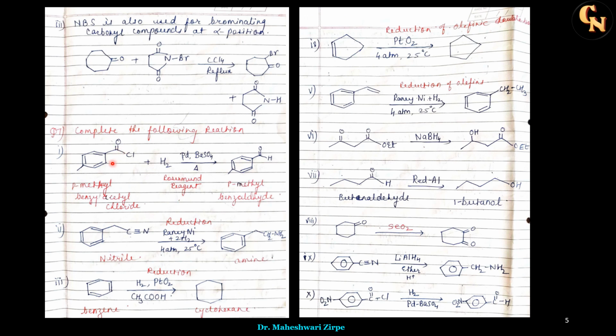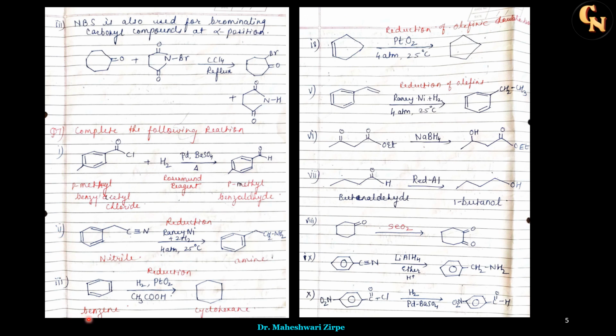So acyl chloride we have already seen while solving the questions gets converted into aldehyde. That is, Cl will be replaced by hydrogen. So it is p-methyl benzaldehyde. Similarly, the next question is nitrile, that is cyanide, and Raney nickel is there on the arrow. So the reduction of nitrile gets converted into amines. We already saw this also. So these two questions we have already seen in the previous questions.